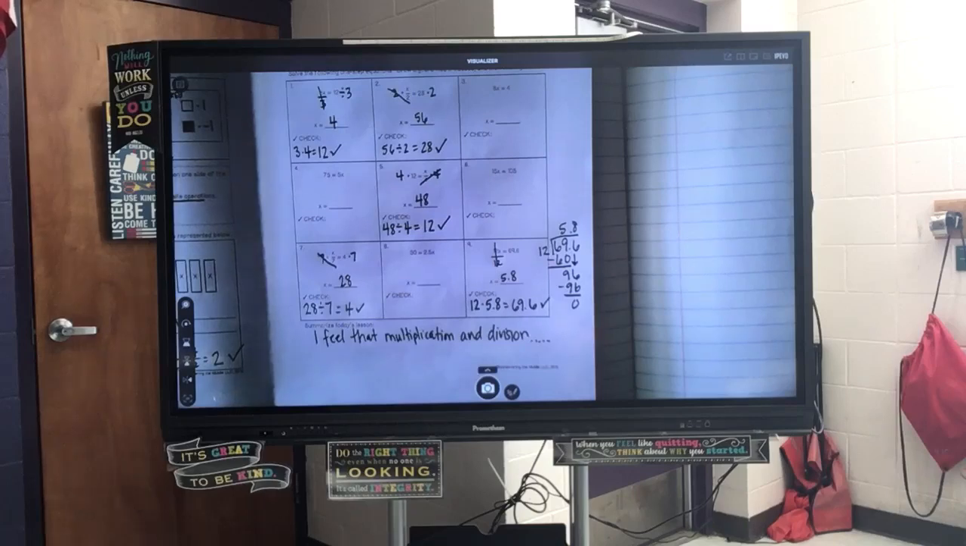Camden? I wrote that I think it's easy because all you have to do is the inverse operation. Okay, but it's a little harder with the decimal because you have to do extra steps. Okay. So that multiplying and dividing with the decimal does add a little bit of unknown to it. All right, anybody else want to share?